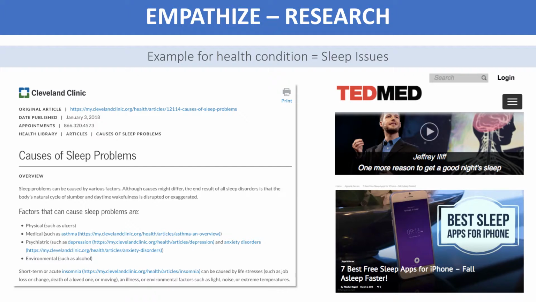And last, I found a great article on best sleep apps for the iPhone from 2017, so I can read through that to see the reviews of what's currently out there for people that have sleep issues, to help me get a better foundation of what exists so that I can build on this and make something hopefully better.